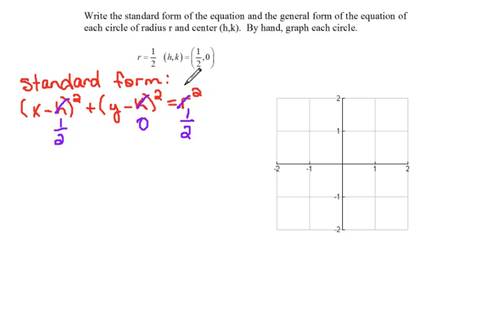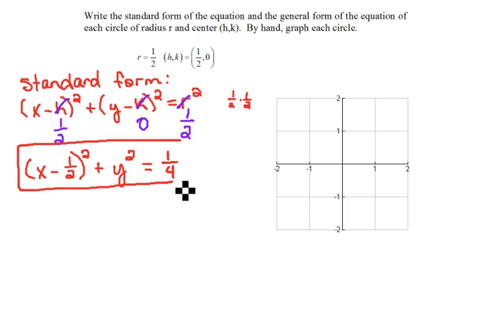So now rewriting this equation, cleaning it up a little bit, we would have (x minus 1/2) quantity squared plus y minus 0 is y, so that would be y squared equals, now we have to take 1/2 and square it. Now remember, that means 1/2 times 1/2. So we would multiply straight across the top and straight across the bottom to get 1/4. This is our standard form of that equation.